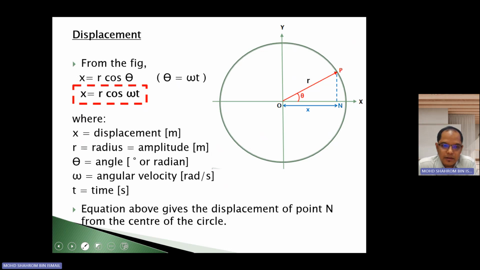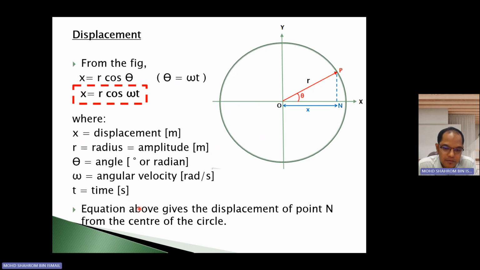So this is some definition, terms of reference for our case. As I mentioned earlier, for this topic we're going to deal with the structure that moves in cyclic motion. From the figure, you can see the equation here, x equals r cos theta. What is r? Basically, r is the radius. Theta is the angle. And x is the displacement, the distance. Omega is the angular velocity. And t is time.